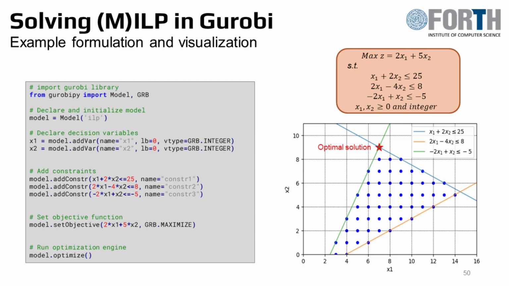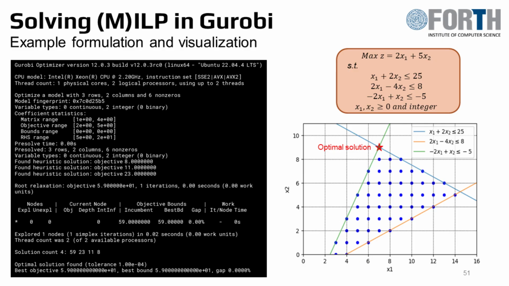In the figure, the optimal solution is highlighted. It corresponds to the best feasible integer point in the polyhedron. Finally, we examine the solver output. The log shows model statistics such as number of rows, number of columns, and number of non-zero coefficients. It reports pre-solve reductions, root relaxation results, and branch and bound progress. You can see the root relaxation objective value, node exploration statistics, and incumbent improvements. At the end, Gurobi declares that the optimal solution has been found with a zero optimality gap.